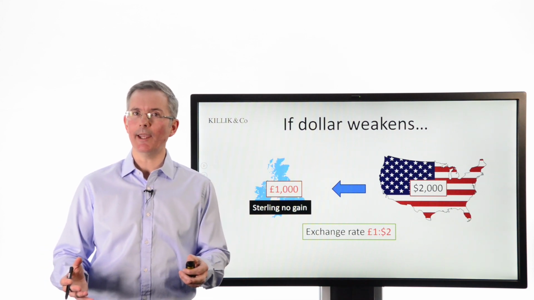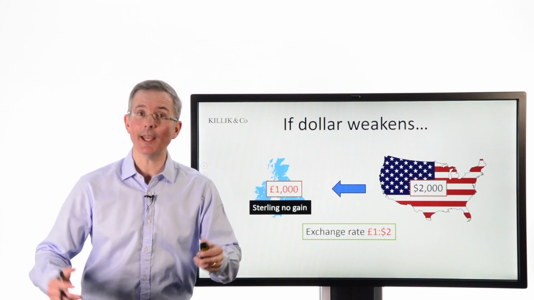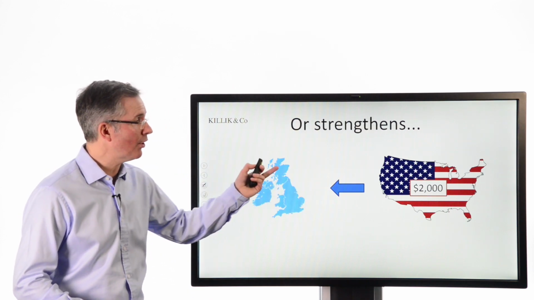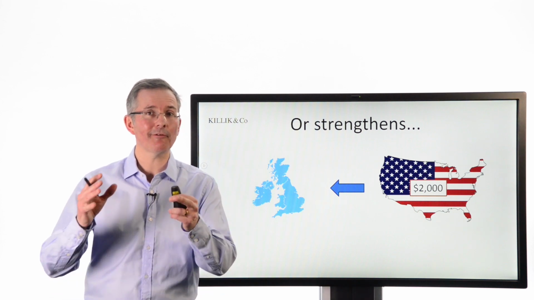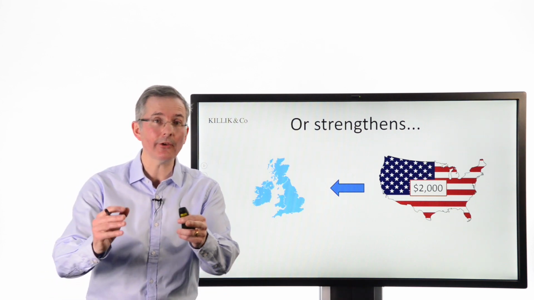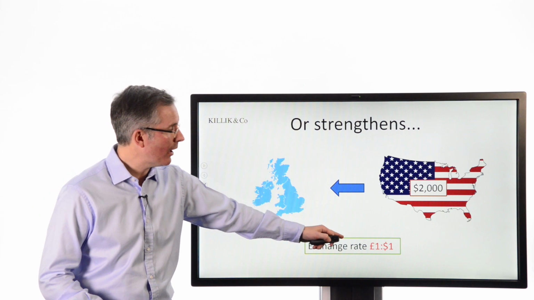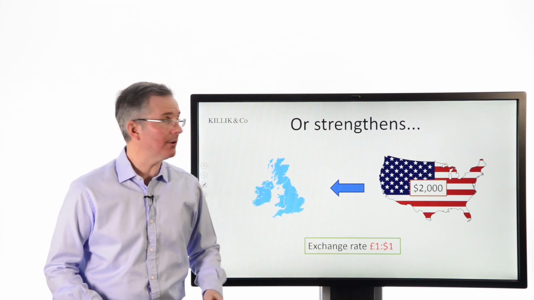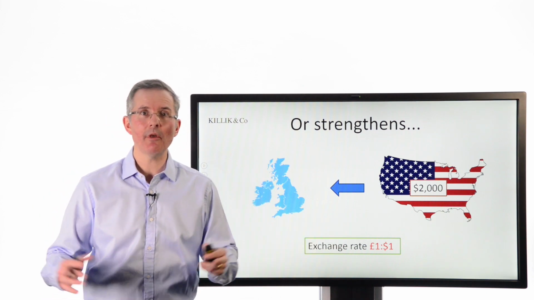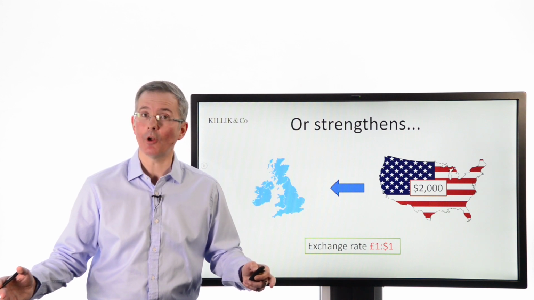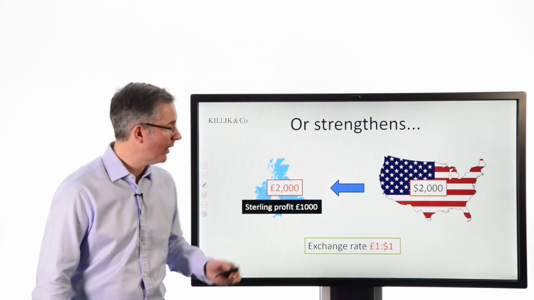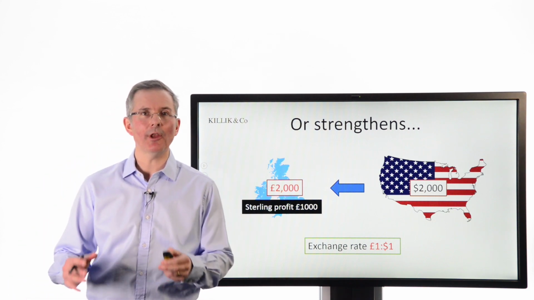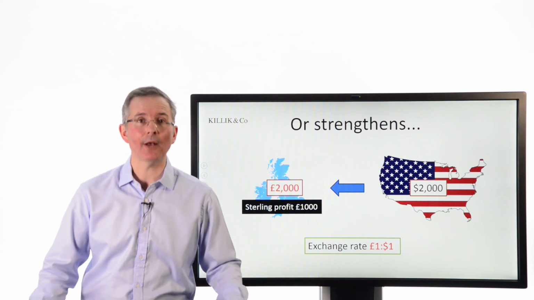Now, of course, you could say, aha, but it could go in your favour. Yes, it could, but you don't know. I mean, it could be the case that the $2,000, that's the original $1,500 plus the $500 gain in local currency, comes back over to the UK when the rate's 1 to 1. In other words, the dollar's strengthened and the pound's weakened because it buys fewer dollars. And that means $2,000 becomes £2,000. Fantastic. Sterling profit on the original £1,000, £1,000. Well, you doubled your money.